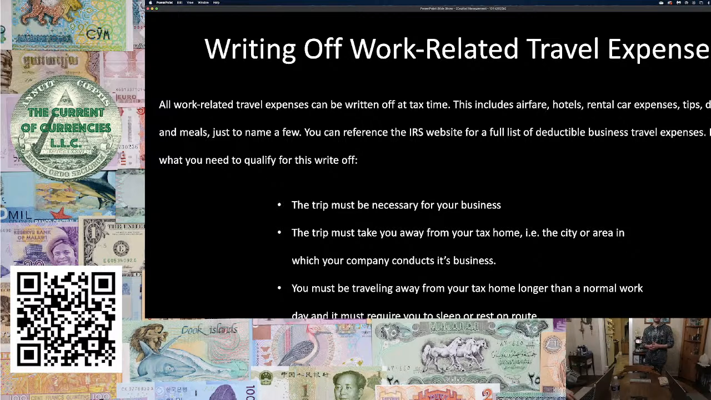Here is what you need to qualify for this write-off. The trip must be necessary for your business. The trip must take you away from your tax home, i.e. the city or area in which your company conducts its business. For me, it would be Hamilton, New Jersey. And then you must be traveling away from your tax home longer than a normal workday. So typically a normal workday is 8 hours. So again, this is a very flexible write-off that people can have.